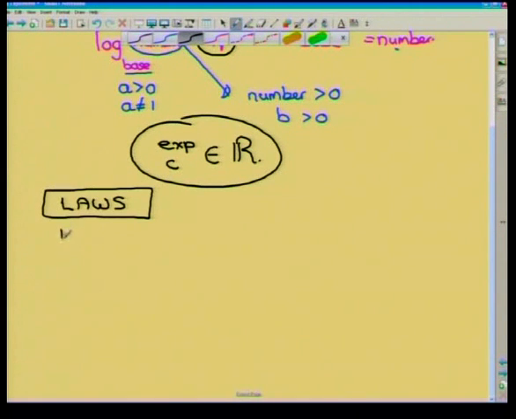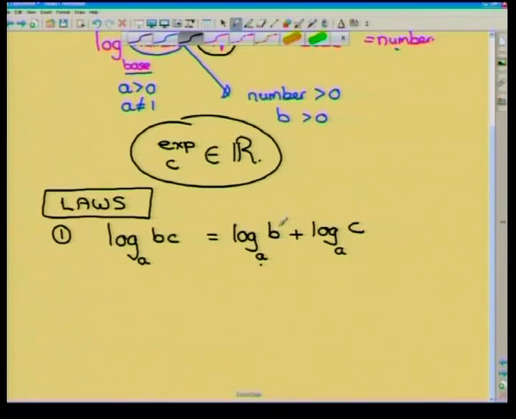Okay, law number 1 says, if I have log to the base a of b, c, then I can make that log to the base a of b plus log to the base a of c. Now that ties in directly with our exponential laws. We know that when we're multiplying numbers in exponents, we add the exponents. So if the bases are the same, we add the exponent. Well, same thing here. If the bases are the same and we're adding, we multiply the numbers. Now that makes perfect sense.